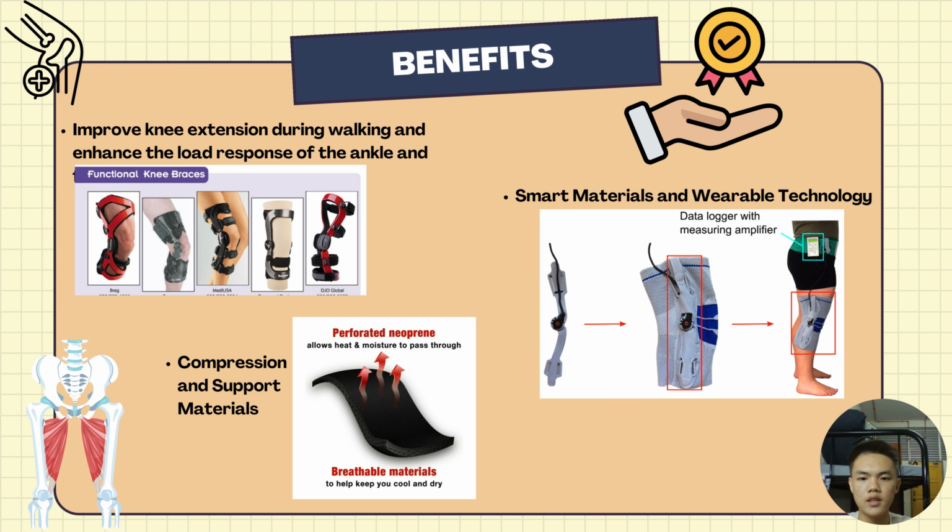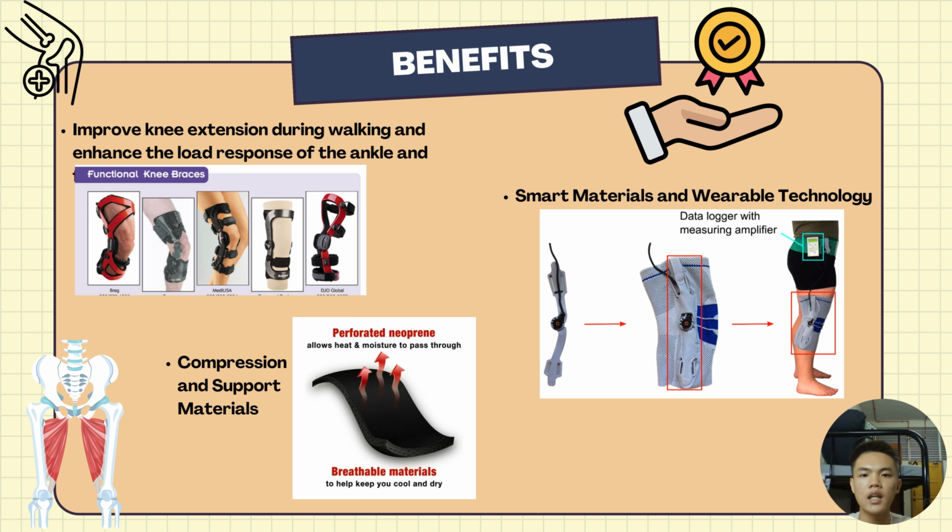First, functional knee braces can improve knee extension during walking and enhance the load response of the ankle and foot, thereby improving overall joint function. Second, compression and support materials. A combination of advanced materials like breathable fabrics and lightweight composites enhances the comfort and wear resistance of braces. These materials effectively control swelling and provide necessary support while maintaining mobility. Third, incorporating smart materials and wearable technology into orthopedic supports enables braces to adjust their properties based on the wearer's activity levels and needs.